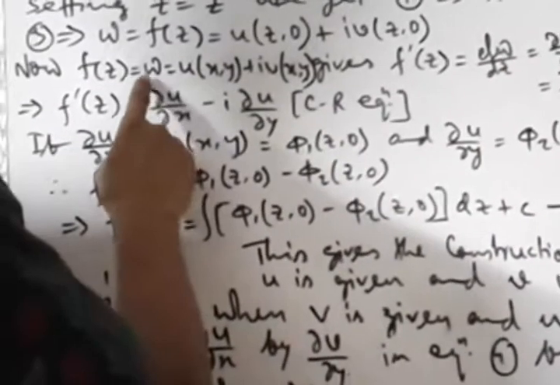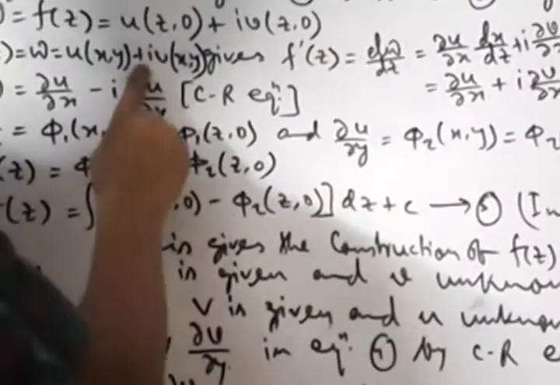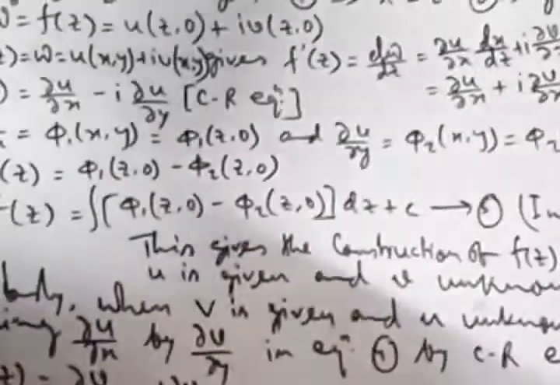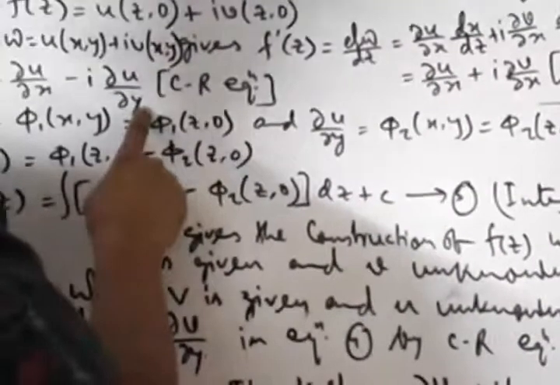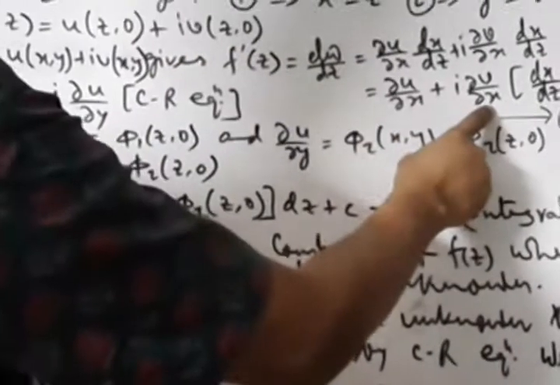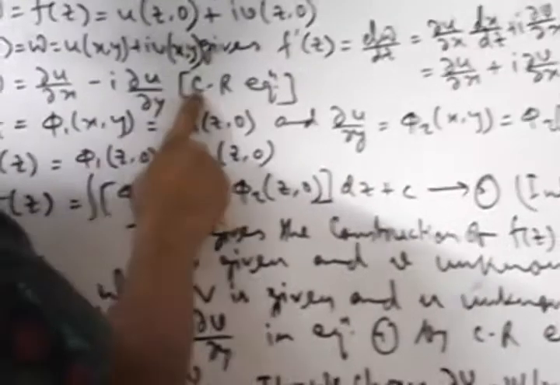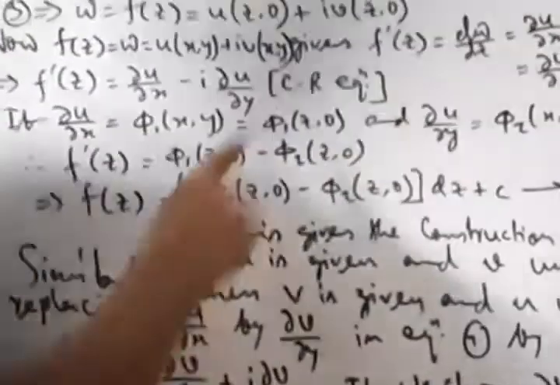From this, f prime z is equal to del u by del x, this remains the same, and in place of del v by del x we put minus del u by del y. We know according to the CR equation, del u by del y is equal to minus del v by del x. So we replace this here according to the Cauchy-Riemann equation.